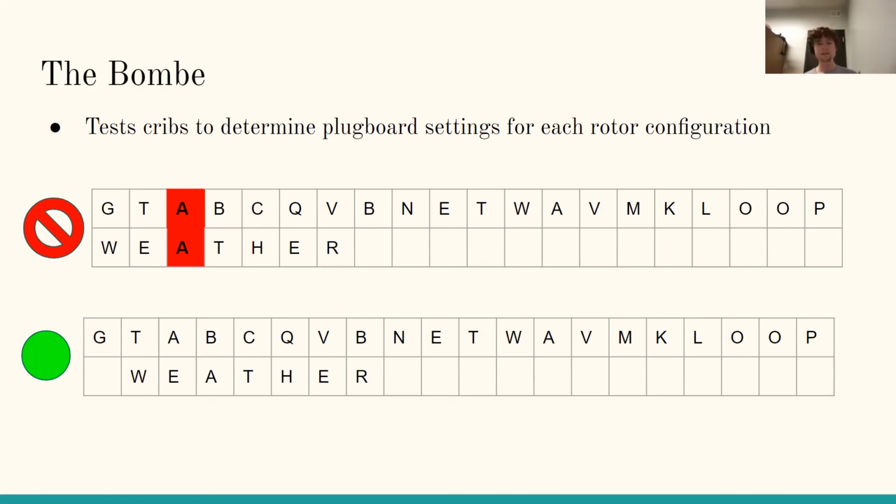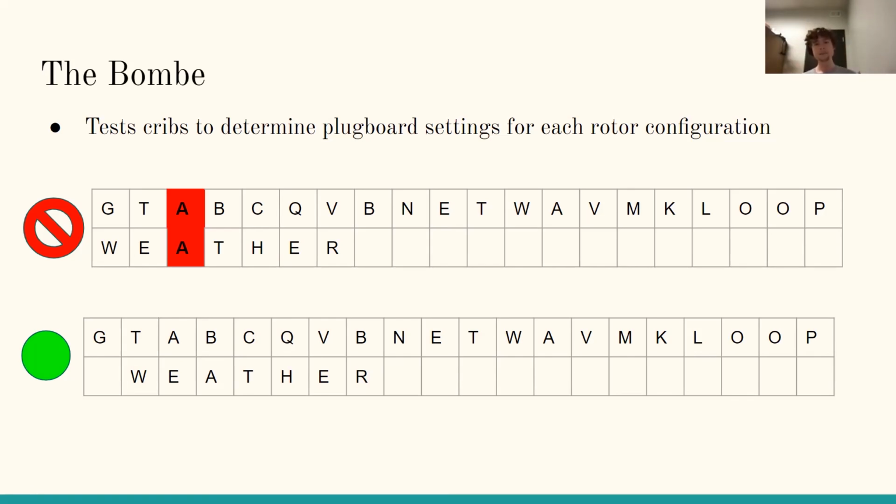So if they initially assumed that A and B were connected on the plug board, and then they later decided that B and D also had to be connected on the plug board, this would be a contradiction because only 2 letters at a time can be connected on the plug board. So the bomb machine would throw this out and continue on.